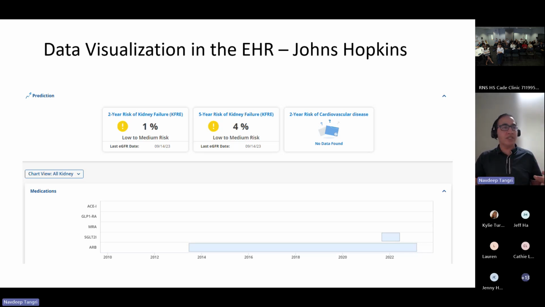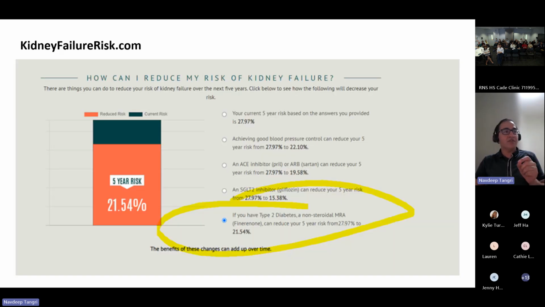So why are we doing all of this? Why do we have these 5 drugs here? It's because we're trying to reduce the risk of kidney failure, right? That's what we're ultimately trying to achieve.